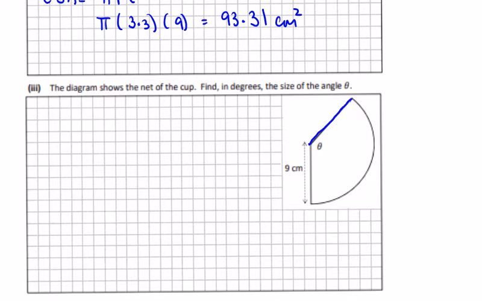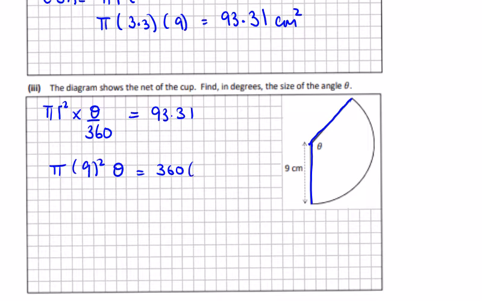Now we've got the net of the cup, and we've got the area of the net. And the area of a sector is pi r squared as the whole circle, so multiplied by the size of the angle divided by 360 will give us the area of the sector. So that whole thing is equal to 93.31. So we can just multiply across here. We've got pi by 9 squared by theta is equal to 360 by 93.31.